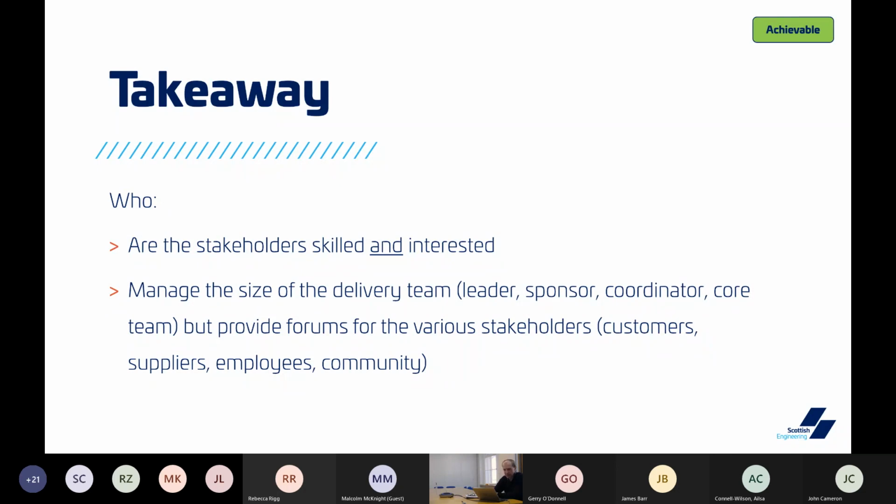So think about 5, 6 people. But you need to have forums where you can go and get inputs from all the key stakeholders. And that includes your customers, your suppliers, your employees and the community.